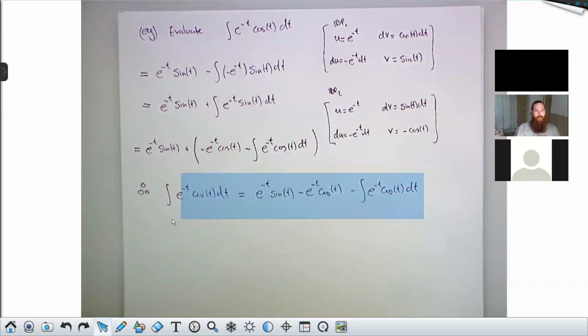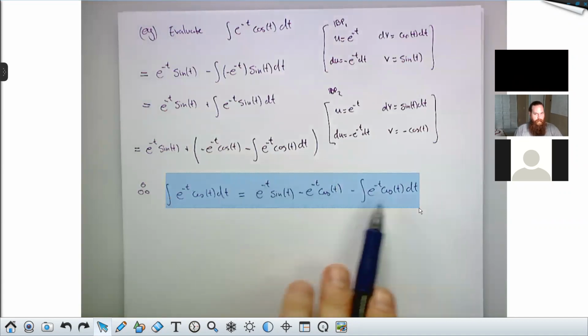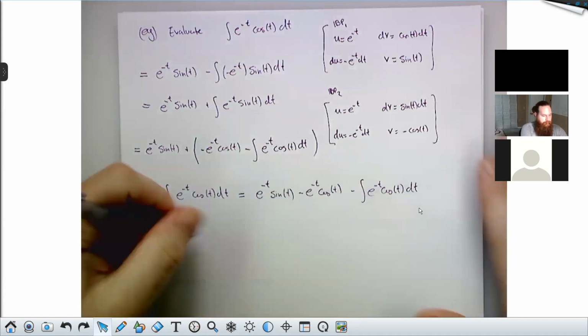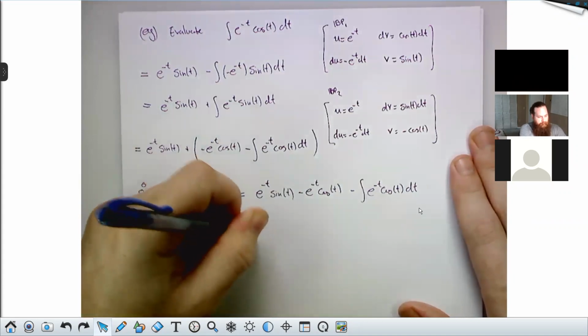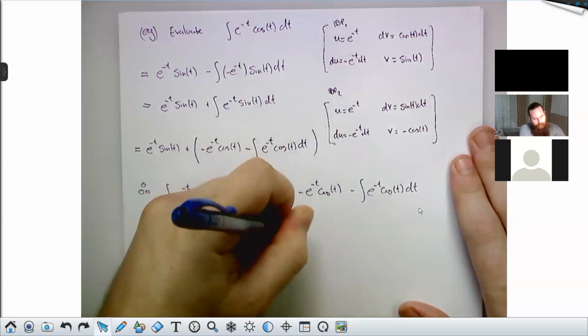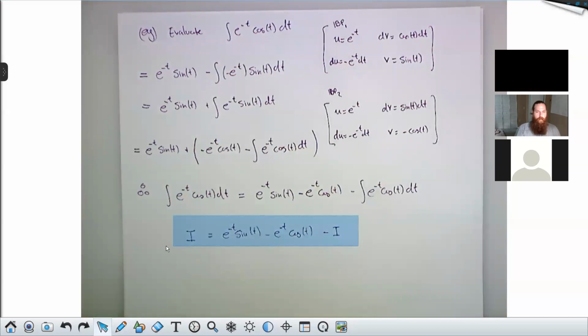This might look kind of intimidating, but it's really not. Imagine I gave this thing a name. I call it I for integral. Then what this line says is that I is equal to e to the negative t sine t minus e to the negative t cos t minus I. You can solve this equation for I just using algebra. Add I to both sides.